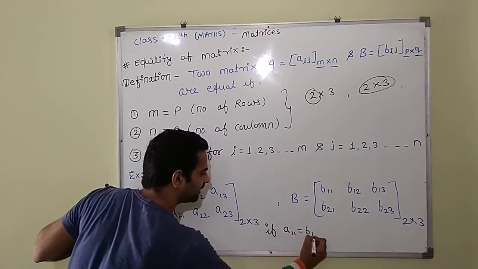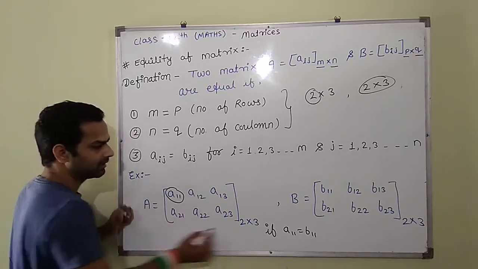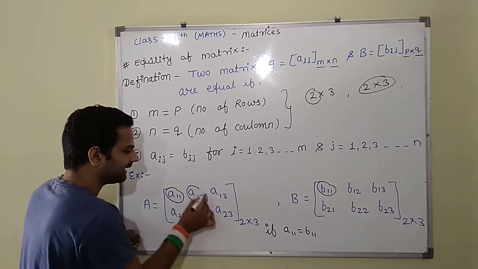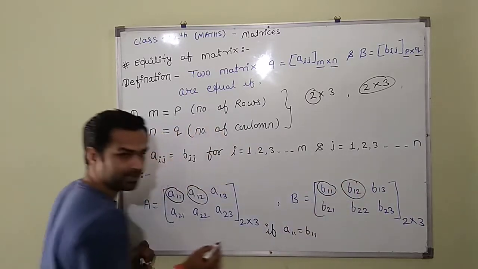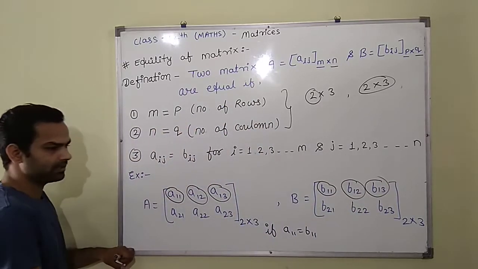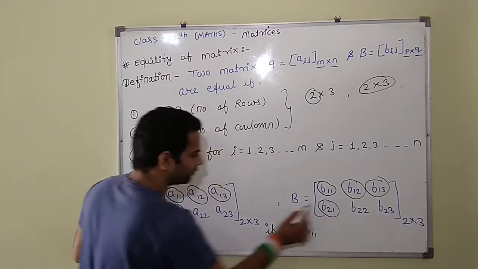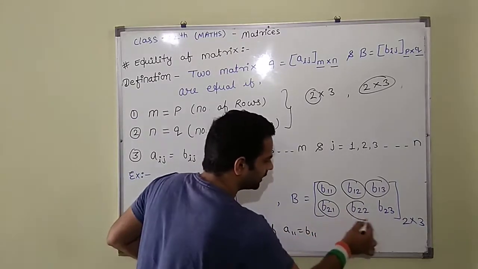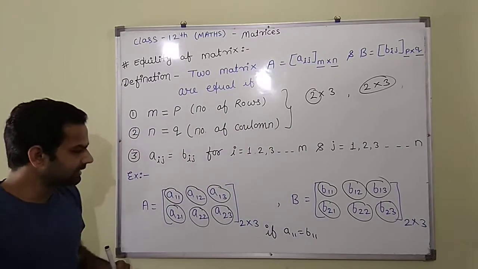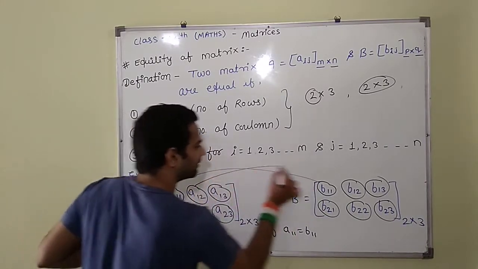if a11 is equal to b11, meaning the first element of row 1 of A is equal to the first element of row 1 of B, the second element must be equal to the second element, and the third element of A must be equal to the third element of B. Now move to the second row. If a21 is equal to b21, a22 is equal to b22 and a23 is equal to b23, if all these corresponding elements are equal, then we can say that the matrices are equal.